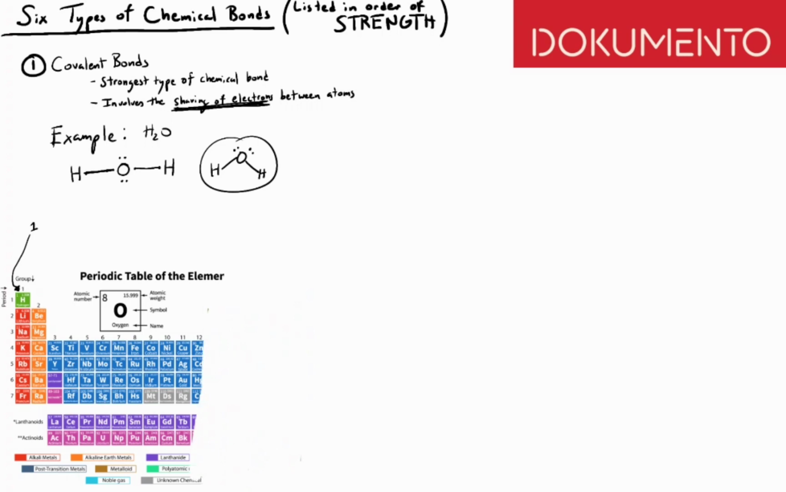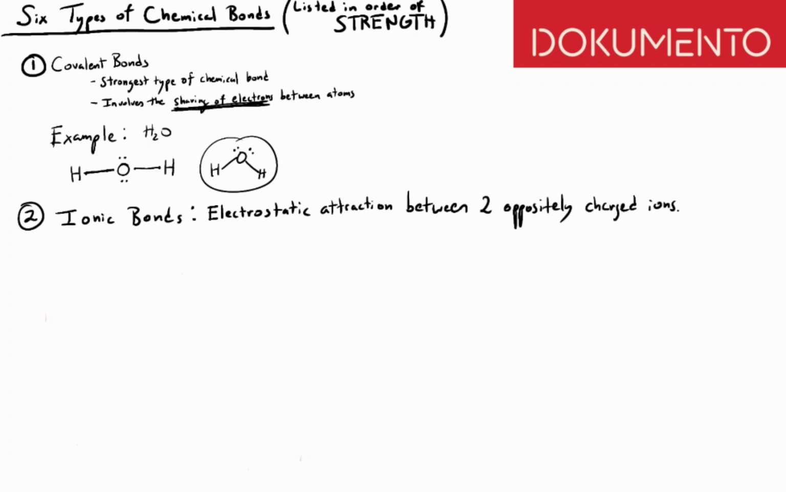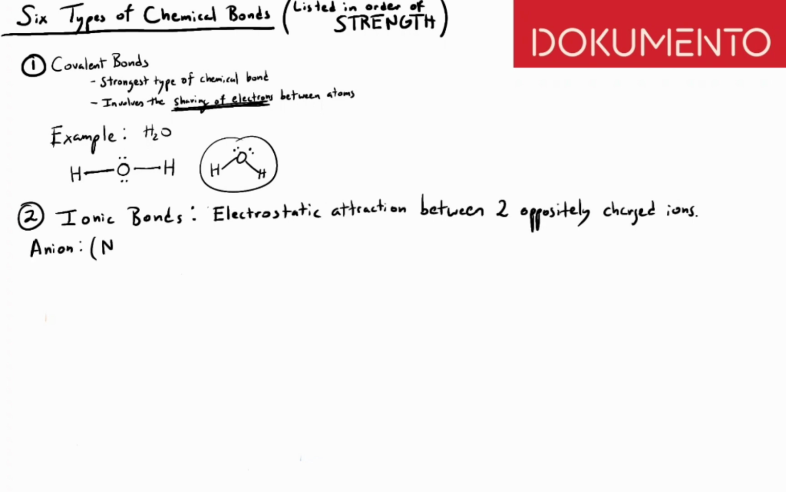Now let's have a look at the next type of bonding, which is going to be ionic bonding. So that's the next strongest type of bond. And this one is when you have electrostatic attraction between 2 oppositely charged ions. The ion can be either an anion, which has a negative charge to it, or it can be a cation, which has a positive charge to it.